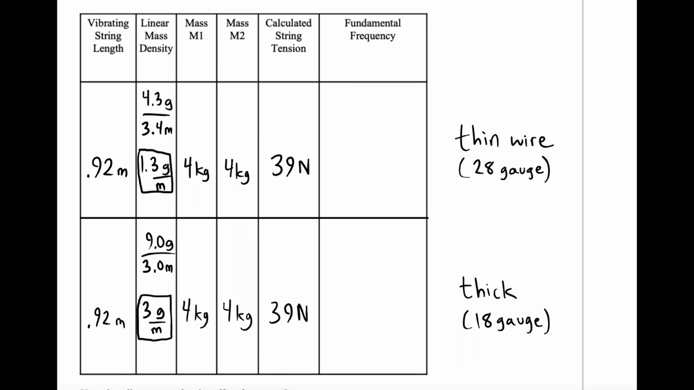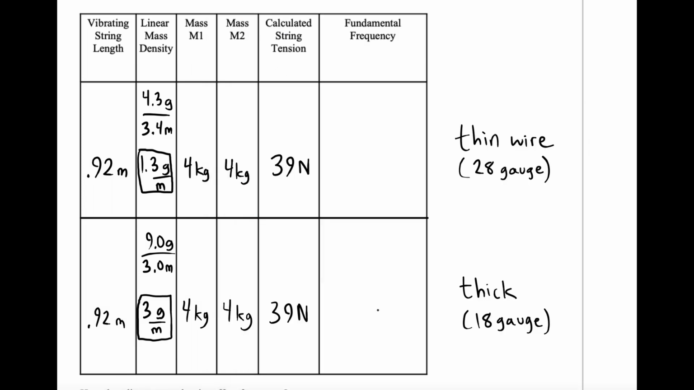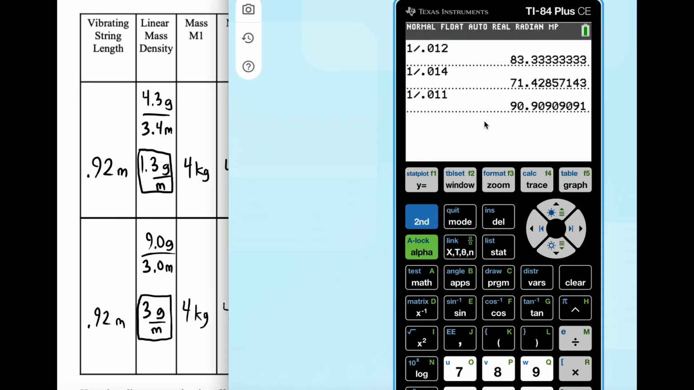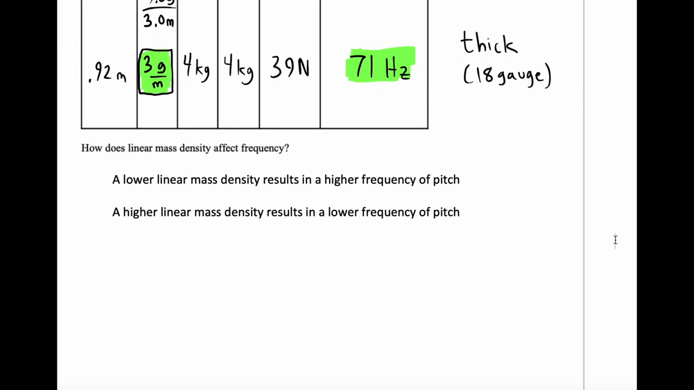Now when it comes to the fundamental frequency, according to the calculations, I had 71 hertz for the low note, and the low note was the thick string. The high note had a frequency of 91 hertz, and the high note came from the thin wire. So I think this experiment pretty conclusively shows us that the lower the linear mass density is, the higher the frequency can be. Or you could say the heavier the string, the lower the note. So a lower linear mass density results in a higher frequency of pitch. A higher linear mass density results in a lower frequency of pitch.